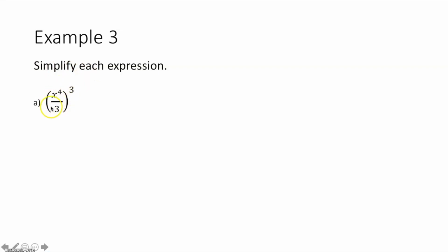So here, example 3, we want to simplify each expression. We have this fraction being raised to the third power. So we're going to raise the numerator to that power and the denominator to that power. Now, x to the fourth raised to the third power is a power to a power, so you have to multiply those. This becomes x to the 12th in our numerator, and our denominator becomes 3 to the third. Can you simplify this further? Yeah, what's 3 to the third? 3 times 3 is 9, times 3 is 27, and you're done.